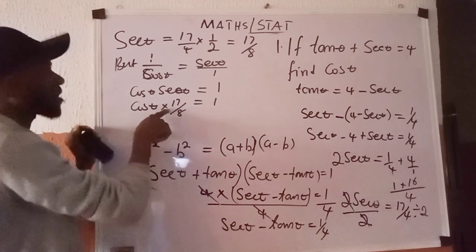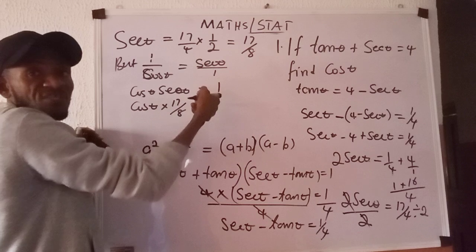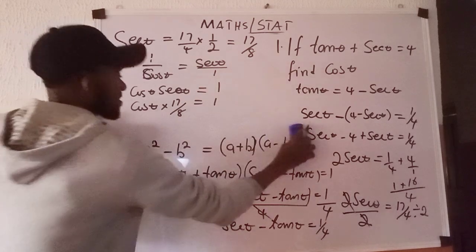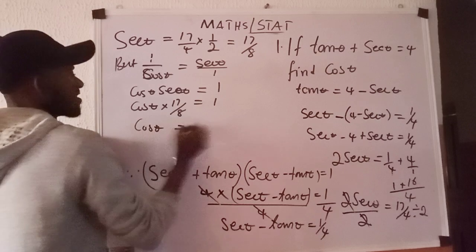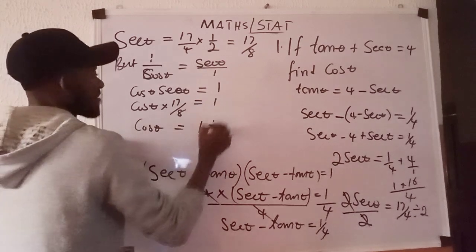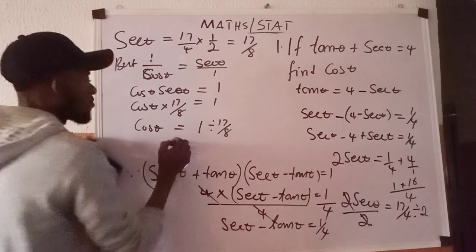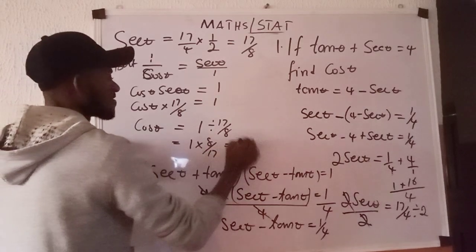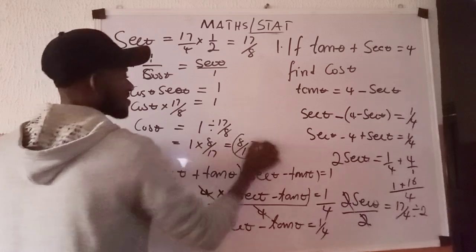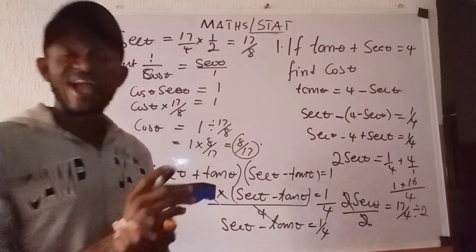Of course, this is multiplication. And when it crosses this equality sign, it becomes division. So keeping this cos theta to stand all alone, what I have here is cos theta is given as 1 divided by 17 all over 8. So that I will be able to have 1 multiplied by 8 over 17, which is 8 all over 17. So 8 over 17 is our answer.